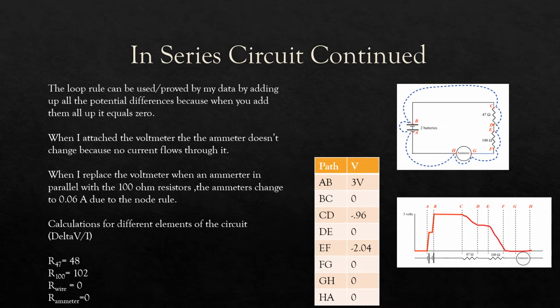At the bottom, I have the calculations for the different elements of the circuit, where I took the change in potential over the current. For our 47 ohm resistor, we had 48. For the 100 ohm resistor, we had 102. And for the wire and the ammeter, both were 0.